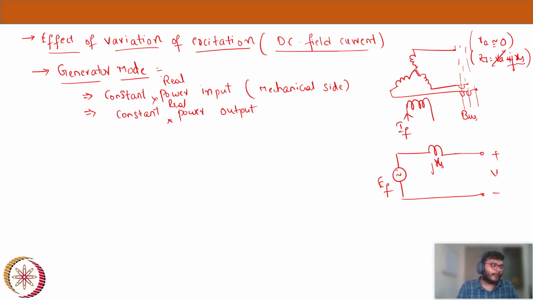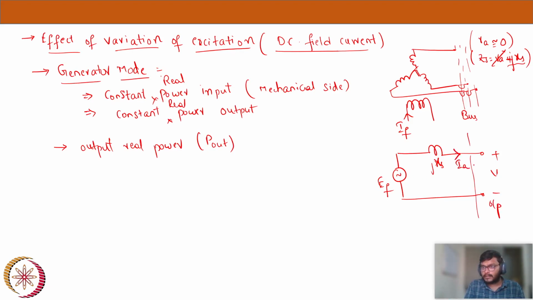Therefore, for a constant output real power from the circuit, so if you see the circuit, we are fixing the constant output power, real power here. So here we know that output real power is constant. So this is the output side. And since it's a generator, the current direction will be like this, right? Now this is the output voltage and this is the output current.